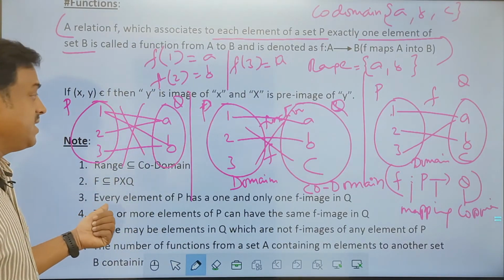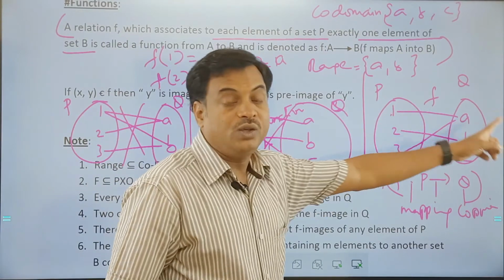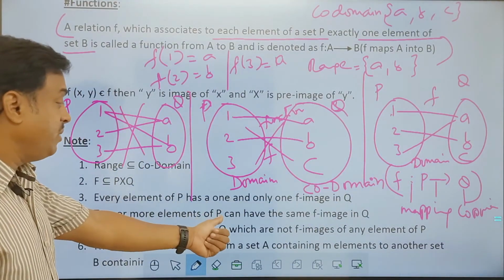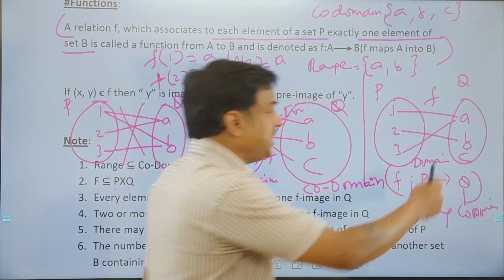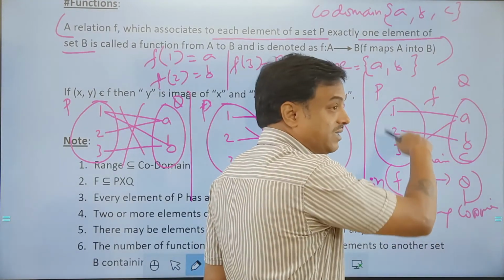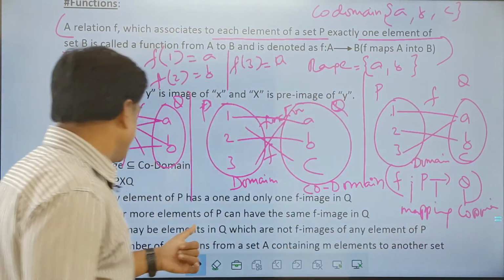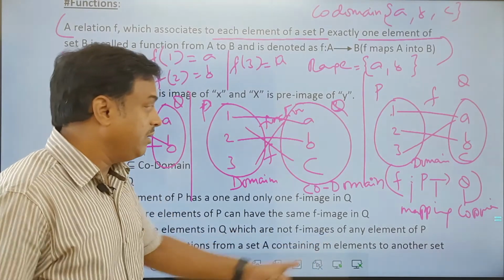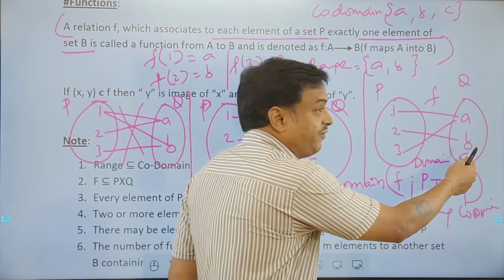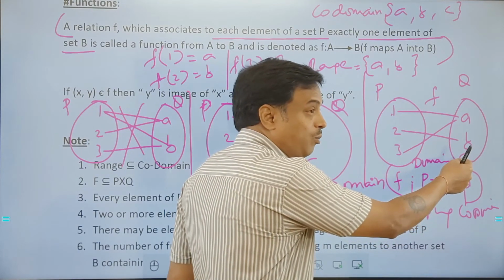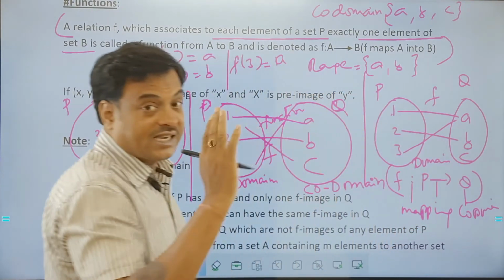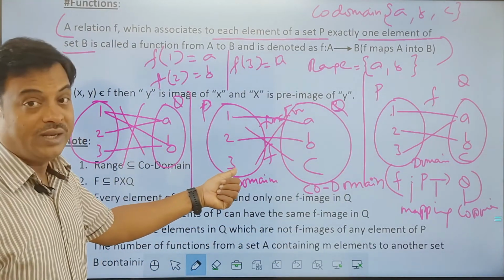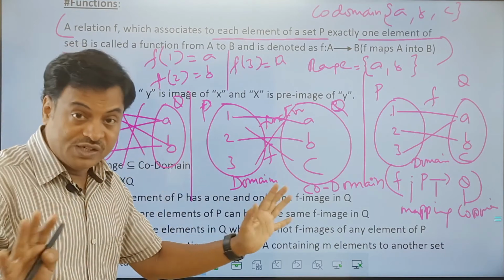So the third point says every element should have a unique image. Next, 2 or more elements of P can have the same image. You can see A has 2 or more pre-images. So the same point is discussed over here. Next, there may be elements in Q which do not have images. See, C has no image. It has no pre-image. Such elements can be there in the second set but not in the first set. If you have an element in the first set without any image, then it is not a function at all.